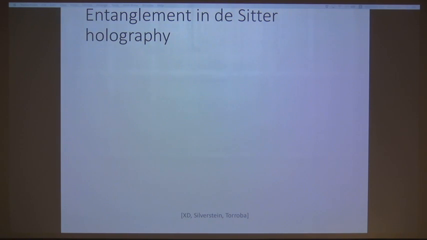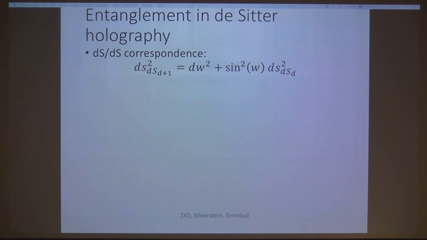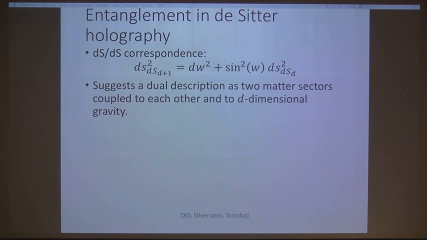Let me say something about entanglement in de Sitter holography. This is the context where we have some solution of de Sitter, or approximately de Sitter, coming from string theory. The context where this is studied is in the DS/DS correspondence, basically an observation that higher dimensional de Sitter can be written as a warped compactification of lower dimensional de Sitter. And it suggests a dual description of the higher dimensional de Sitter solution as two matter sectors coupled to each other and to d-dimensional gravity.